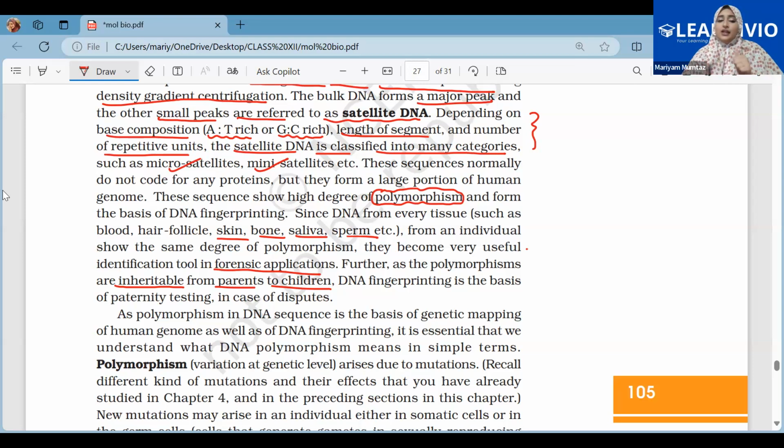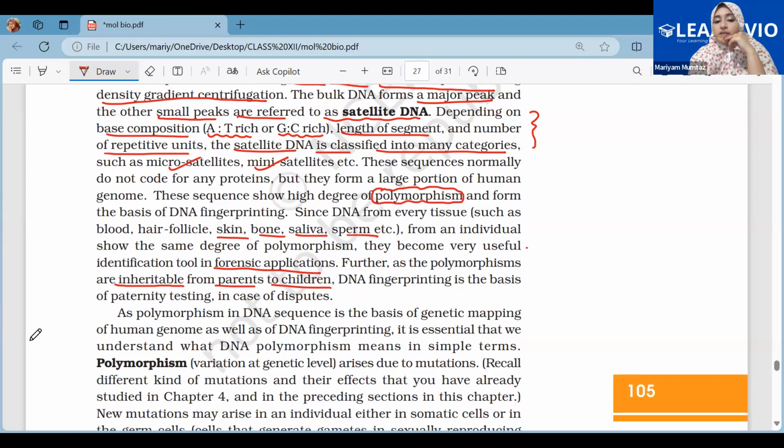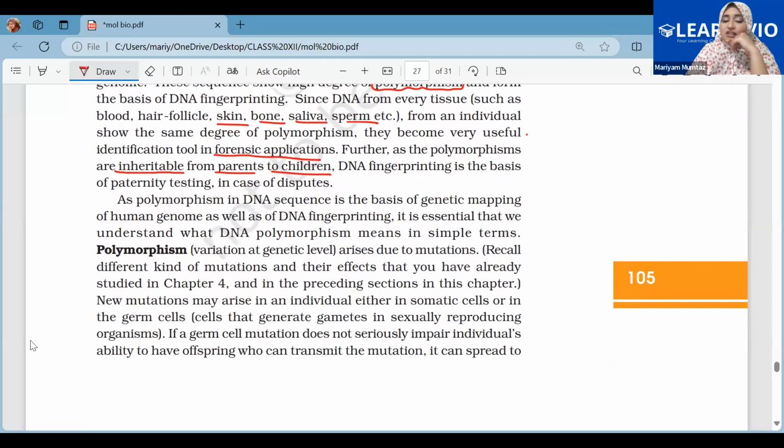is not coding, but it forms a bulk of the genome. Secondly, it shows a high degree of polymorphism. And apart from all of that, it can be inherited from the parents to the offspring. So that is why polymorphism in DNA sequence is the basis of genetic mapping. Remember this, students. Polymorphism is the basis of genetic mapping of the human genome as well as of DNA fingerprinting.